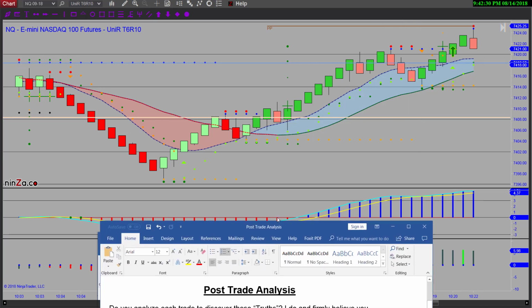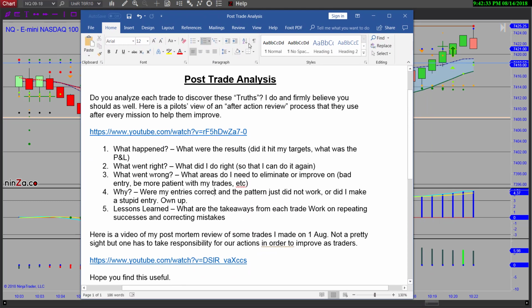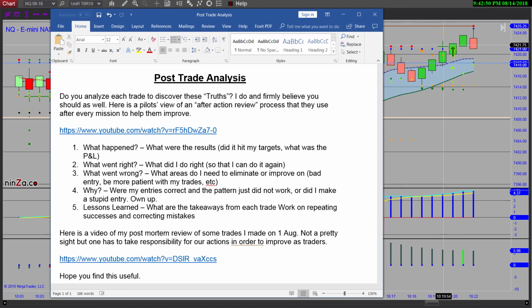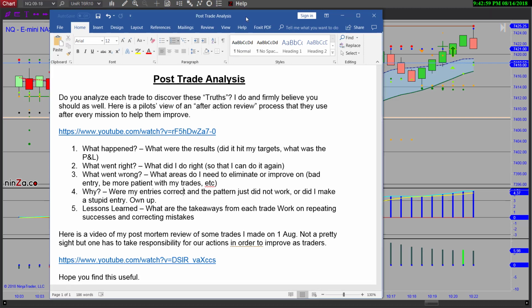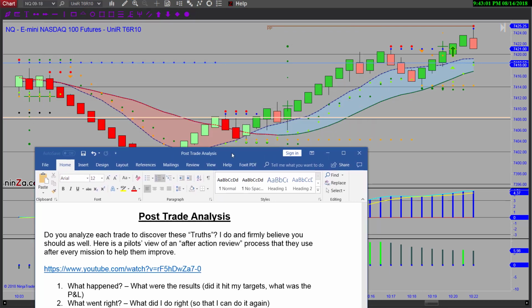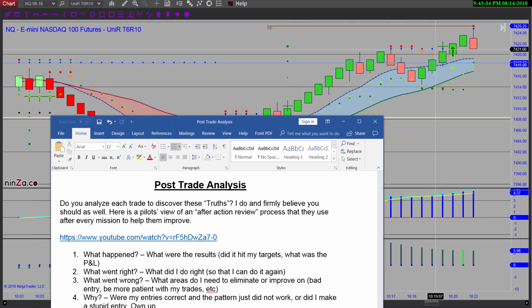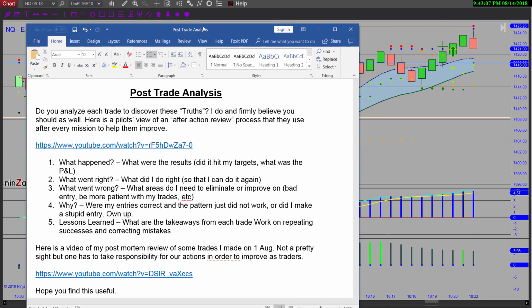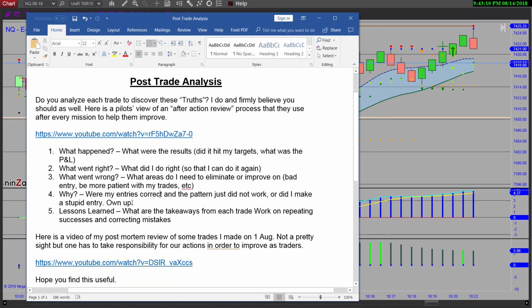All right, let's go back to the trade analysis again. What happened? Well, one, it looks like I entered late. I did follow the rules, so that's also what I did right. What I also did wrong is I didn't enter the second time if I was going to follow the trade off of this. And why? Were my entries correct? Well, yes and no. The entry I took was correct. The one I passed up earlier and the one I passed up later should not have happened.